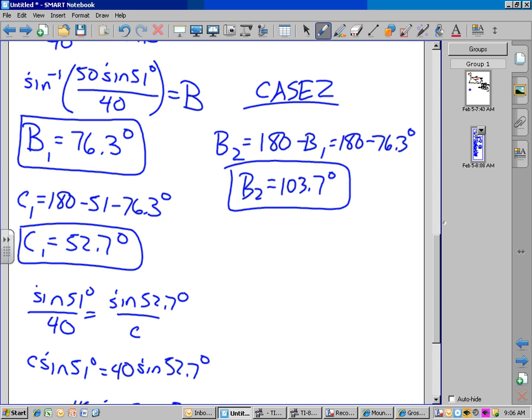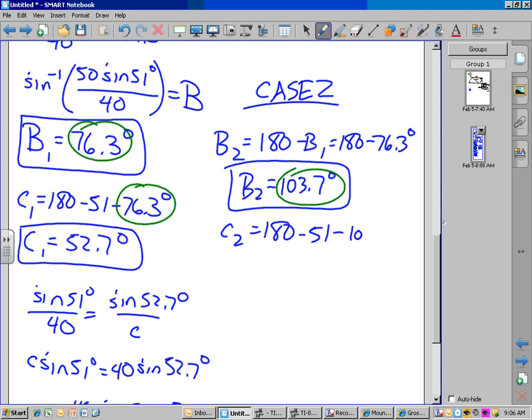Does that make sense? It gives us a completely separate answer. Why couldn't you prove congruence? Because there were two possibilities. C2 is going to be 180 minus 51 minus, instead of our 76.3, it's now going to be 103.7. So basically you're solving the triangle again, exactly as you solved it the first time, but with a different case now. What do we get for that?